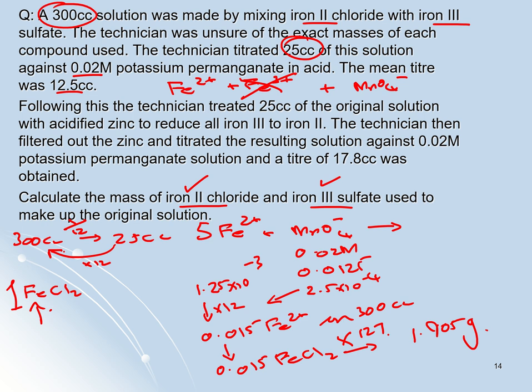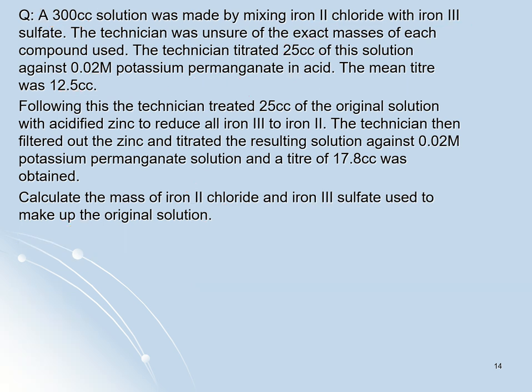Okay, let's go and see how we're going to work out the mass of iron 3 sulfate in this. Following this, the technician treated 25 cc's of the original solution with acidified zinc to reduce the iron 3 to iron 2. So the original mixture, remember, contained iron 2 ions and iron 3 ions. In the first titration, all we did was titrate these iron 2 ions, but what we've now done is convert the iron 3 that was in there back to iron 2, and we're going to titrate those additional iron 2 ions with the permanganate.